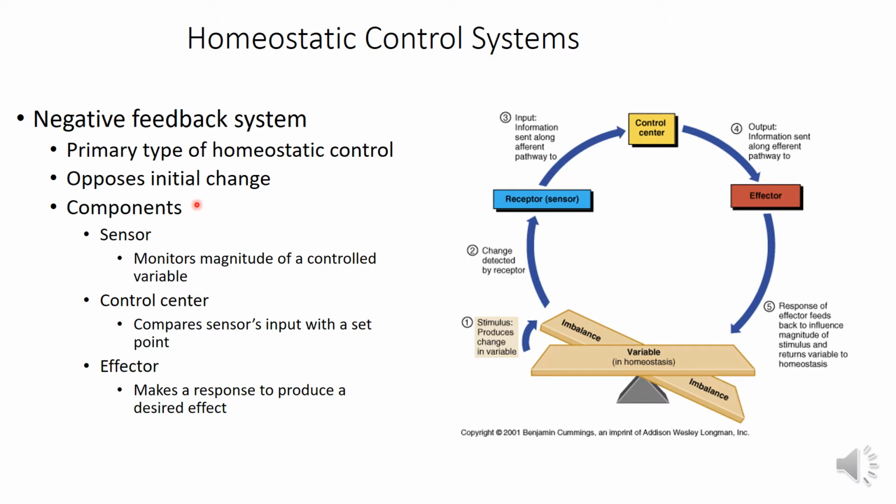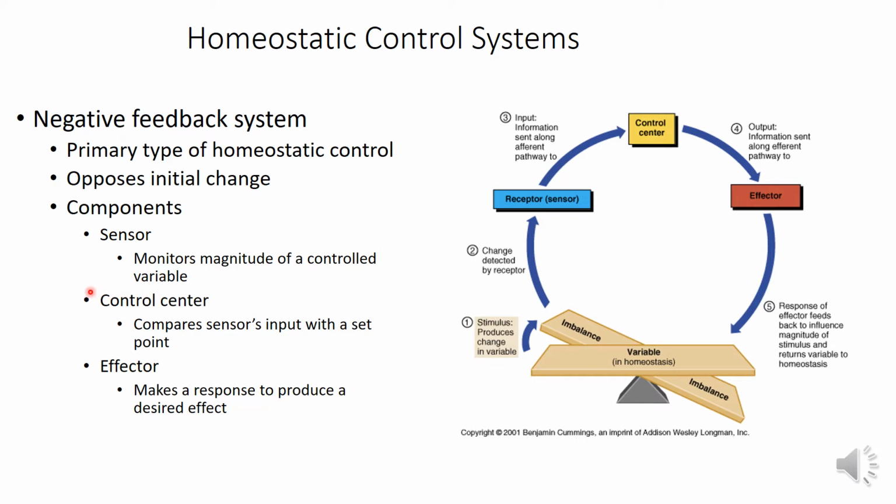Why is it called negative? Because it opposes the initial changes. We will describe it later on in examples. Like all the control systems, this negative feedback mechanism consists of three parts. First of all, the sensor, which detects the changes in any variable in the body. For instance, an increase or decrease in blood pressure, an increase in the concentration of hormones, an increase or decrease in electrolytes, an increase in pH, and so on.